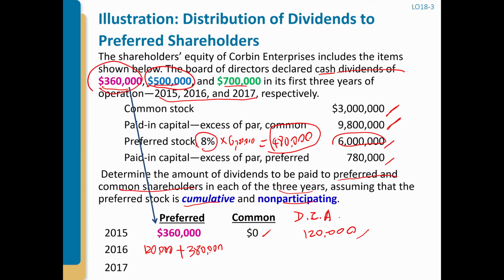And then what is the unpaid amount? It's 100, right? You're supposed to pay 480, but you only paid 380. So you have 100. It's called a dividend in arrears.